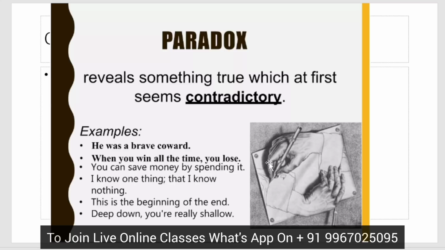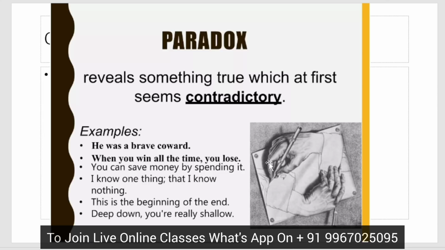This is the beginning of the end. Deep down, you are really shallow. Now, deep down, you are really shallow: two contradictory words used. So, wherever you see opposites used in the same sentence, you know it's a paradox.